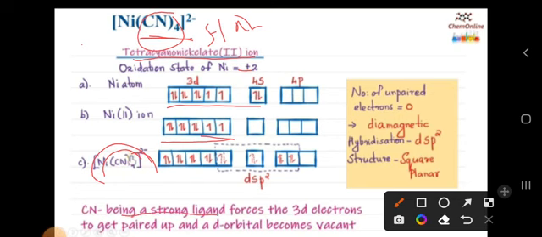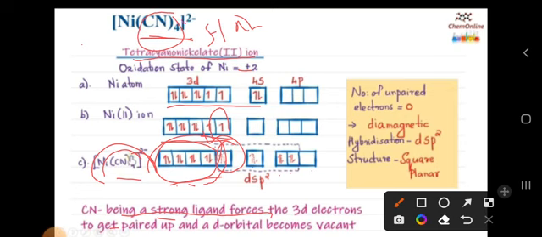CN being a strong field ligand, the 3d electrons will get paired up and a d orbital will become vacant. One of the d orbitals will become empty. Why? Because one of these two electrons will jump to another orbital due to the presence of strong field ligand. Because of that reason, it is rearranging in the molecule and getting completely paired electrons here. So then how many empty orbitals are left? 1, 2, 3, 4, 5. 5 empty orbitals are left.